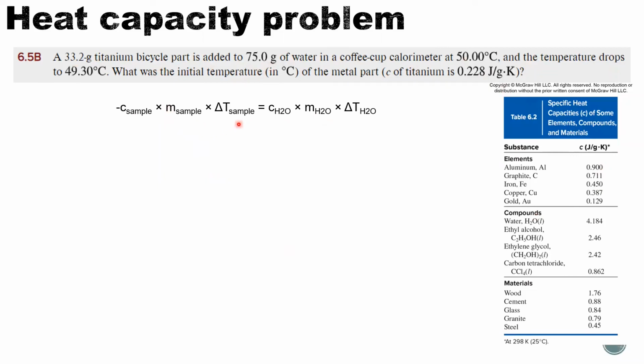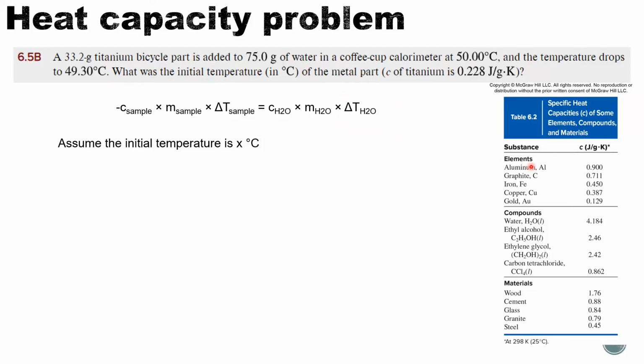For the temperature change of the sample, we know the final temperature, which is 49.3 degrees Celsius, but we don't know the initial, and that's what is asked from the question. So we can assume that as x and then solve the equation to get x. For the water, the temperature change, we know the initial and final, so we can also get that part. All right, let's try it out.